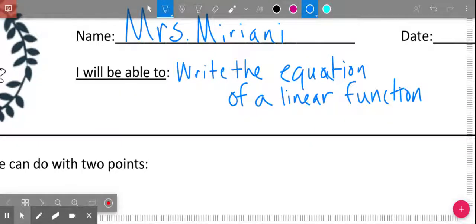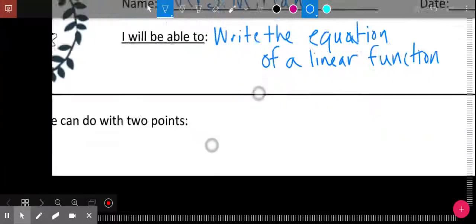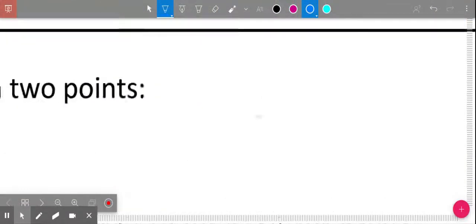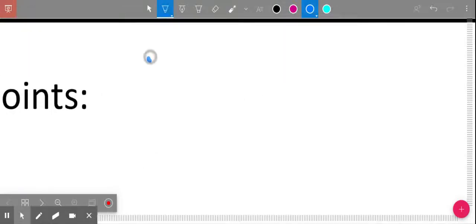All right, so that's going to be our goal for today. Okay, and so yesterday we did that with the slope and a point. So today we're going to look at what happens if we're not given the slope. So I want us to first list some things we can do with 2 points. So some things that we can do if I give you 2 points. Okay, you should be thinking we can graph them.